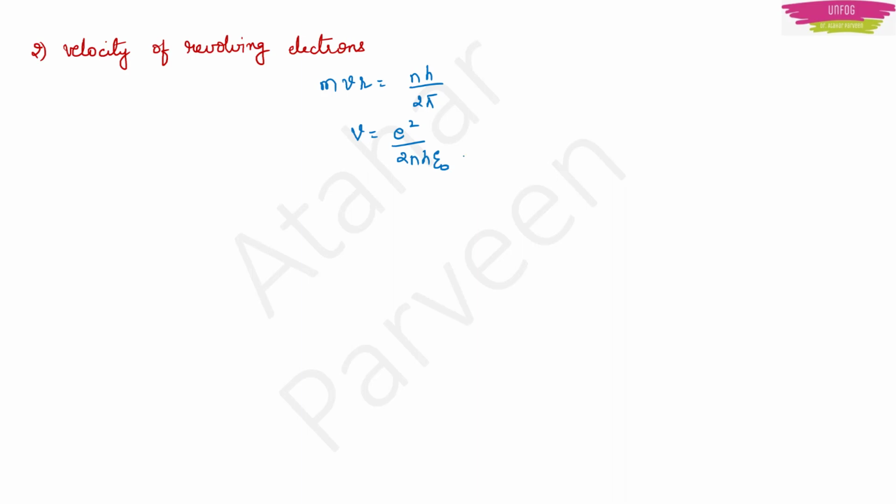We got this from that formula of r, r is equal to n square h square epsilon naught by pi m e square, which we told earlier. By substituting this we got this formula. Now I can easily say that the velocity of the electron is inversely proportional to the principal quantum number n, right? This is important for us because they will not ask any formula in the examination, but these relations are important. So the electron in the innermost orbit will have the highest velocity, because it is inversely proportional to the principal quantum number.